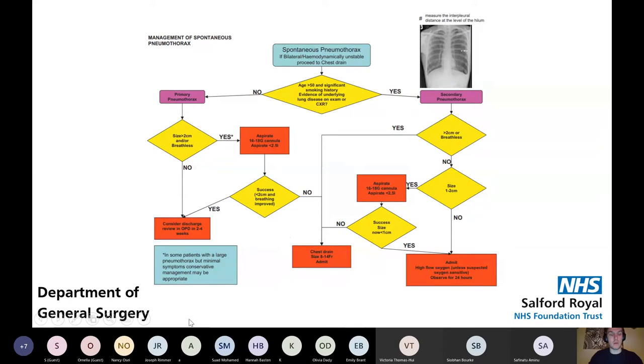In our fit, healthy 22-year-old man, we can potentially follow up as an outpatient, but due to the size, we're going to aspirate first. So have an awareness of how seriously to treat it. Primary pneumothorax, secondary pneumothorax, that's going to help you work out what to do in the first case.